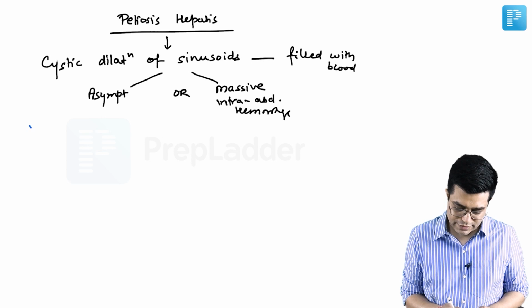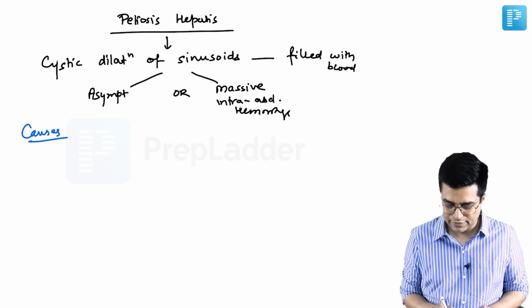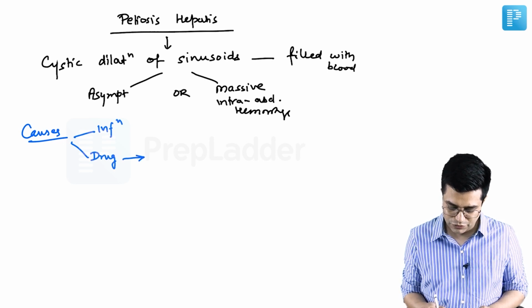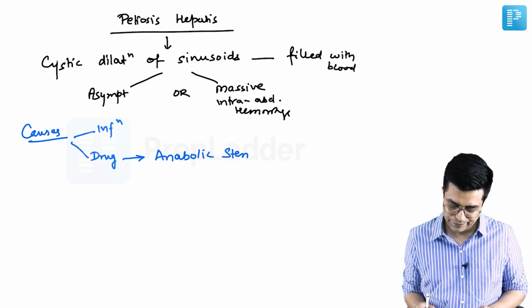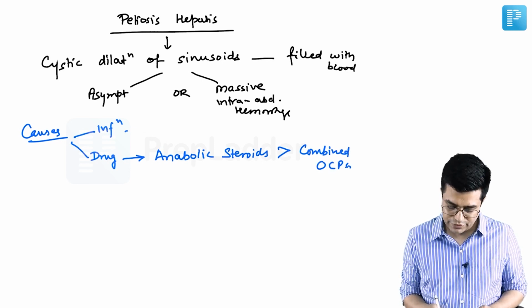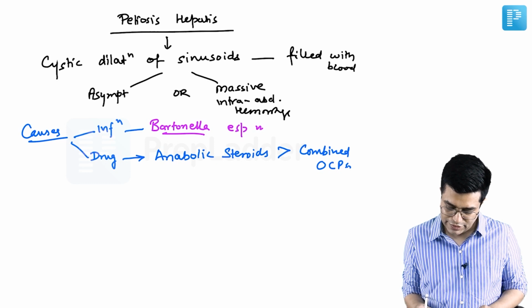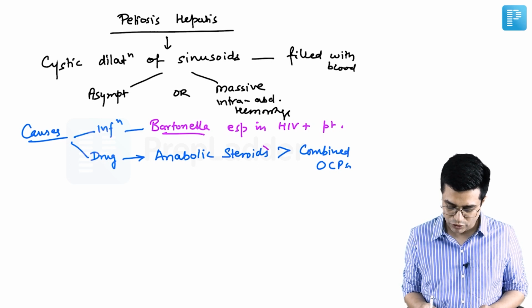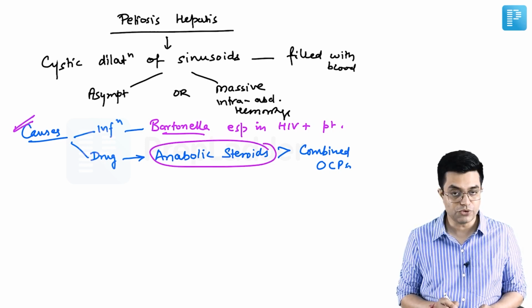What are the common causes? There are infective causes and there are drug-induced causes. Among drug-induced, the most common drug associated is anabolic steroids, followed by combined OCPs. In case of infections, it is Bartonella, which has been implicated especially in HIV positive individuals. So these are the important things related to this topic that you should remember.